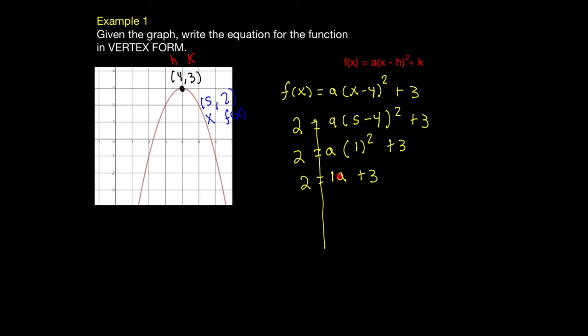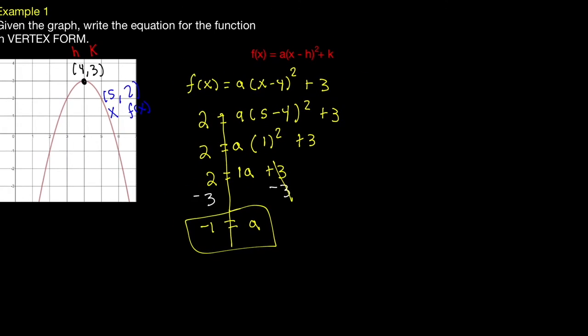And I want to isolate a, which means I have to get rid of the constant first. So to get rid of the plus 3, I'm going to subtract 3 on both sides. On the right hand side, the plus 3 and the minus 3 cancel out. So I'm just left with a, and 2 minus 3 is negative 1.